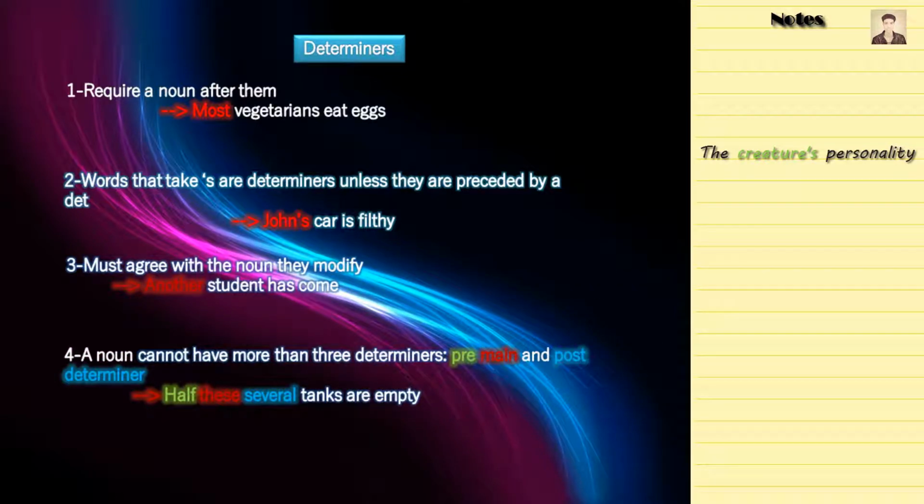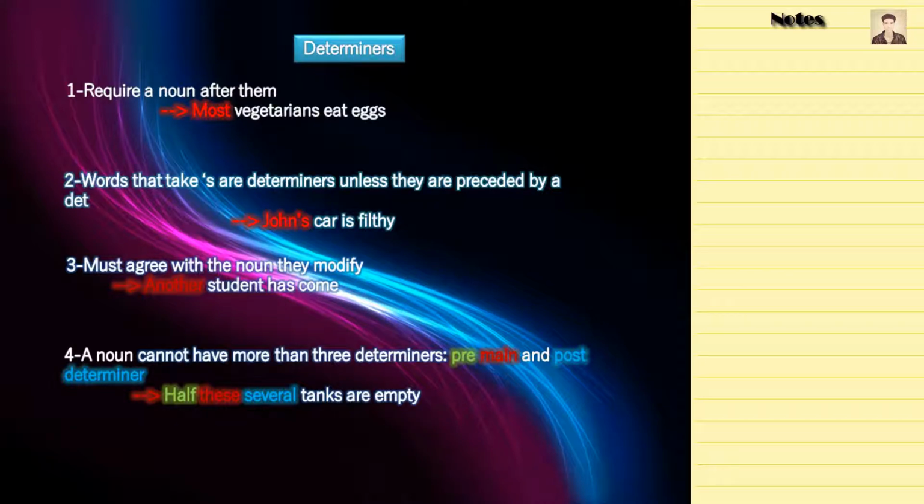Third, determiners must agree with the noun they modify. We have an example: another student has come. So another is a determiner and it agrees with the noun it modifies. Another is in the singular and student is in the singular as well. And we have another example: another two students. So another here is not a determiner because it doesn't agree with the noun students. Students is in the plural and another is in the singular, while two is a determiner and it agrees with the noun it modifies, students.